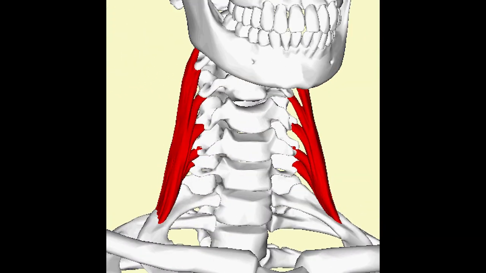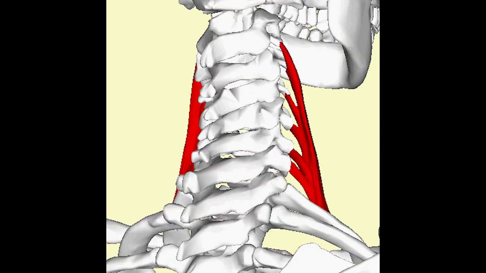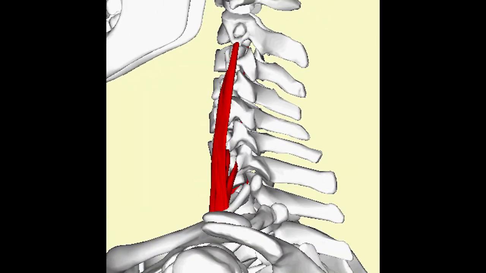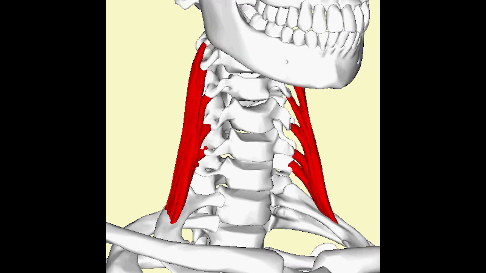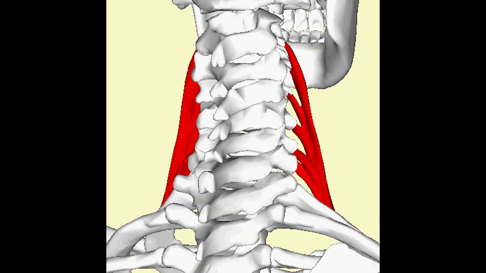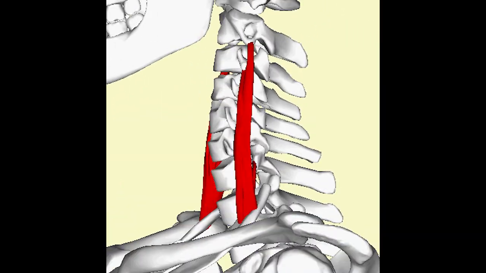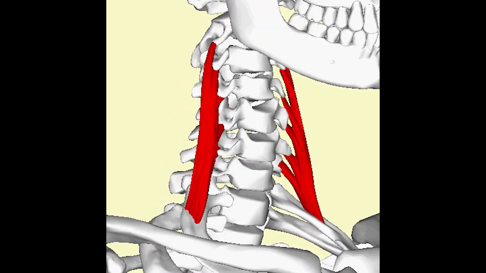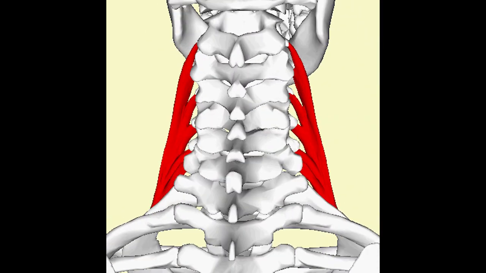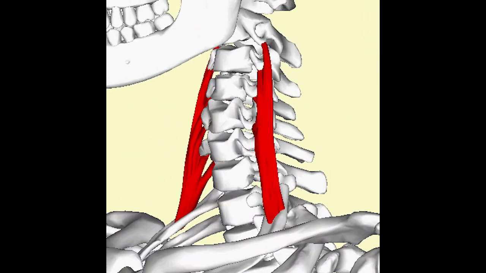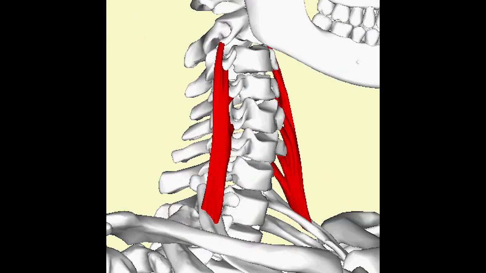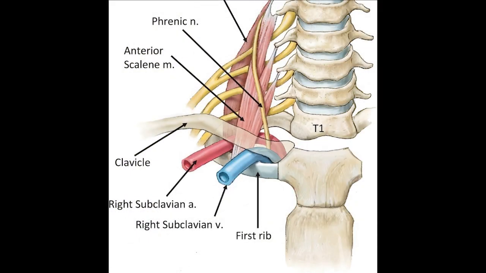The muscle is innervated by the anterior rami of C4 to C6 nerve branches. It's mainly important as a landmark, but it also assists flexion and rotation of the neck. Okay, let's move on to the anterior relations. First, we look at the phrenic nerve.